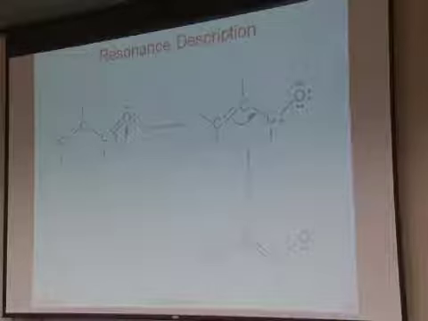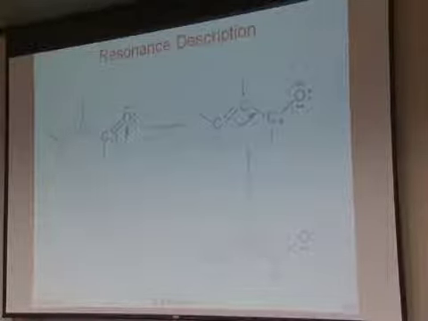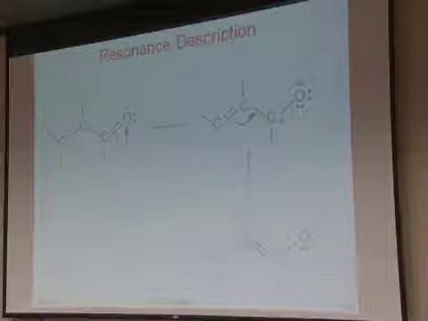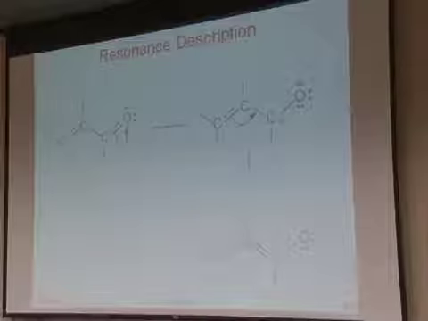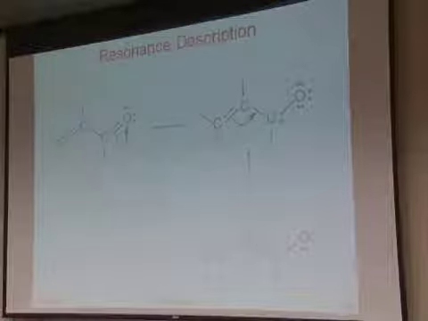Now, why do you get 1,2 attack or 1,4 attack? You have a partial positive charge on this carbon, and you have a partial positive charge on this carbon. So a nucleophile can attack either this partially positively charged carbon or this carbon, which is also a partially positive carbon. In the 1,2 addition, the nucleophile attacks this carbon. In the 1,4 addition, the nucleophile attacks this carbon. So you have two sites of attack: the carbonyl carbon and the beta carbon. This is your beta carbon.